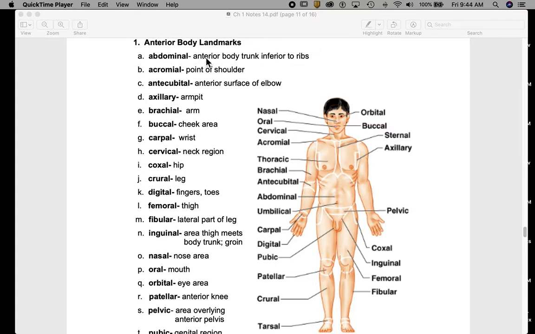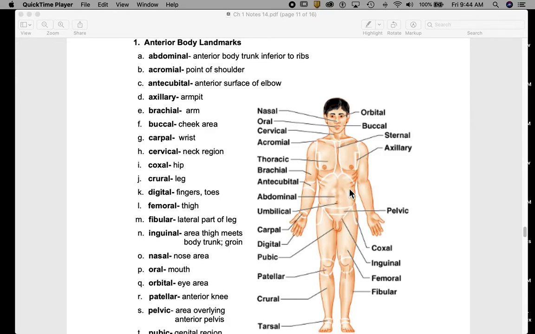If I say the region that is anterior body chunk inferior to the ribs, you're going to write down the word abdominal region. And conversely, if I said the abdominal region, you would say it's anterior, it's the front portion of the body chunk below, inferior to the ribs. Alrighty? Okay, so let's start. So I just went through the abdominal region.